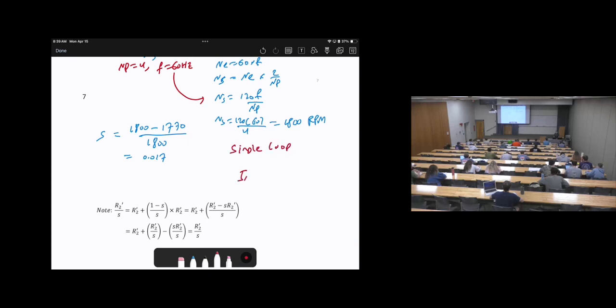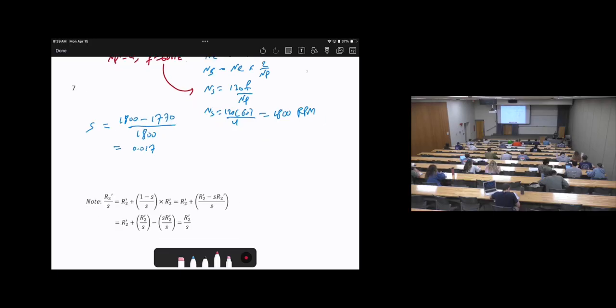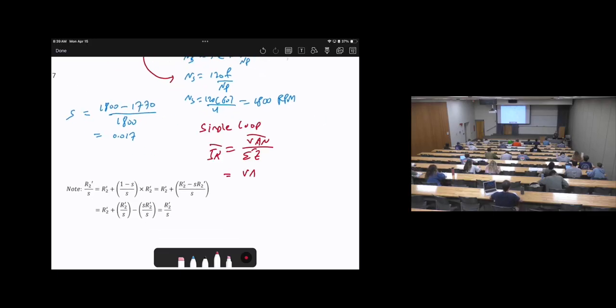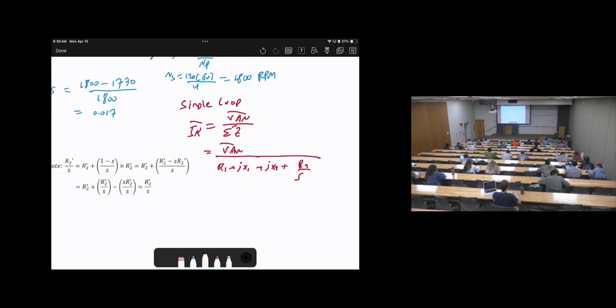So I_A will be VAN over the sum of Z, right? So it will be VAN divided by the sum of Z, which is R1 plus jX1 plus jX2 plus R2 over S. Keep in mind, it's plus R2 over S. Then let's substitute the values.